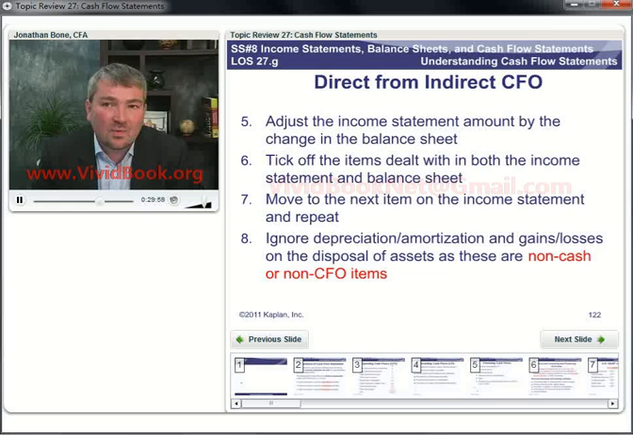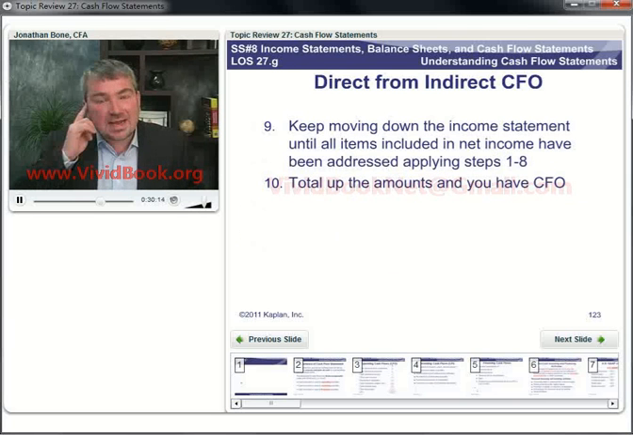Exactly the same rule with gains and losses on asset disposals. They were included in net income under the indirect method, so we needed to adjust for them to remove them. Here we can simply ignore them. And we're just going to keep on moving down that income statement until we get to net income, total it all up, and we should have CFO. And if everything's worked correctly, we should have the same CFO that we got under the indirect method. So we're looking for 85,000 in our example.